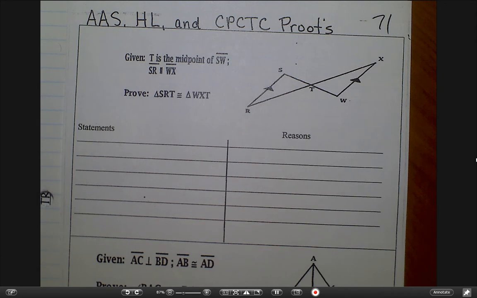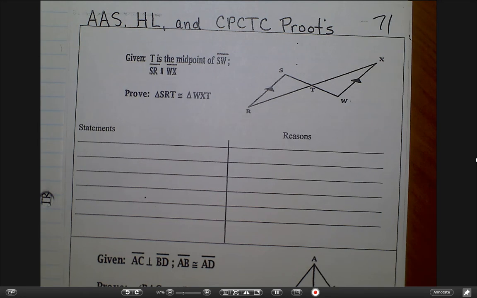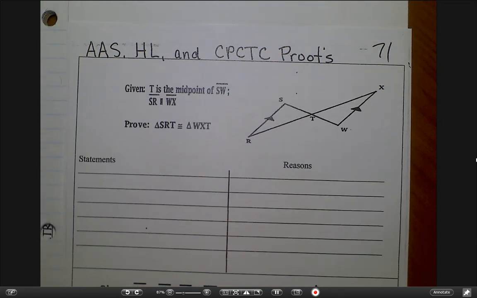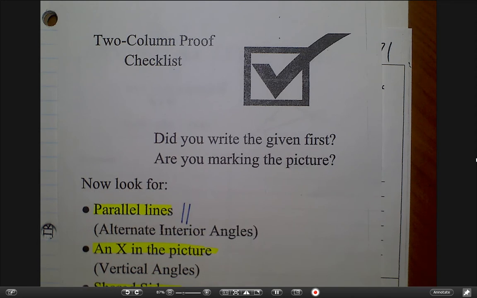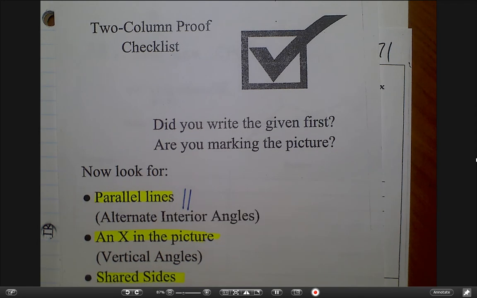Alright, this is geometry. Two column proofs. We're doing angle, angle, side, hypotenuse, leg, and CPCTC. We did a lot of CPCTC yesterday, and we're going to flip back and forth for our checklist. So let's take a look. I pulled out my checklist. For page 71 in my notebook, I have the checklist that we were working on yesterday.